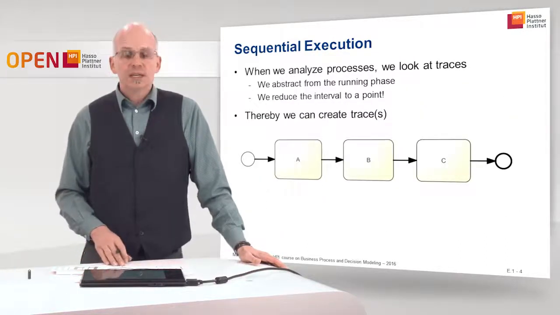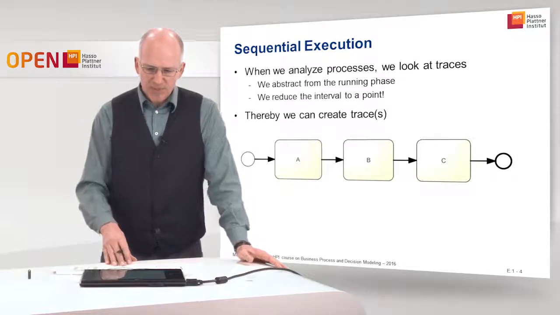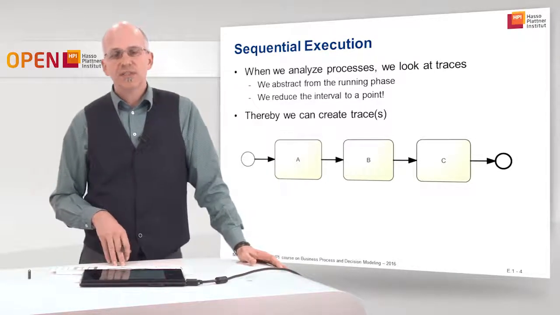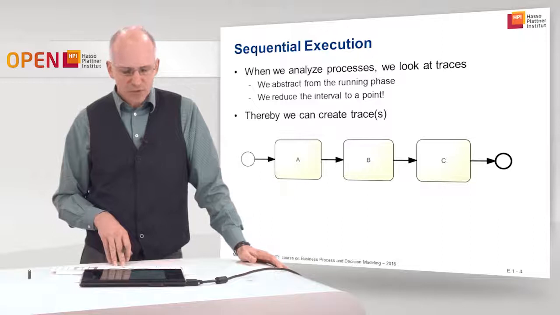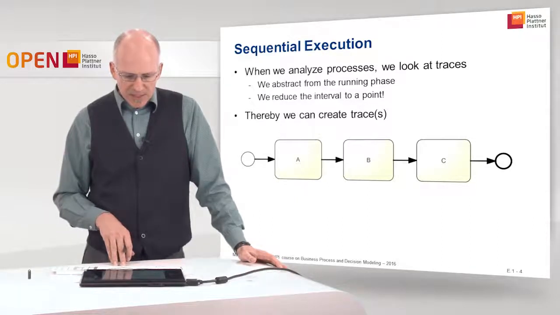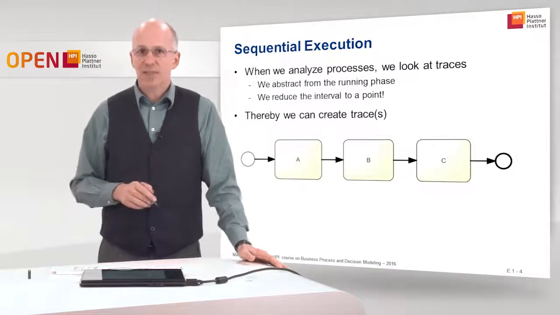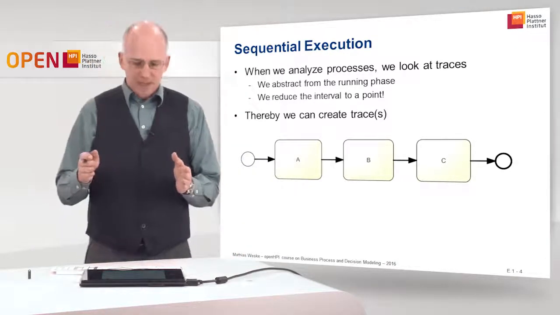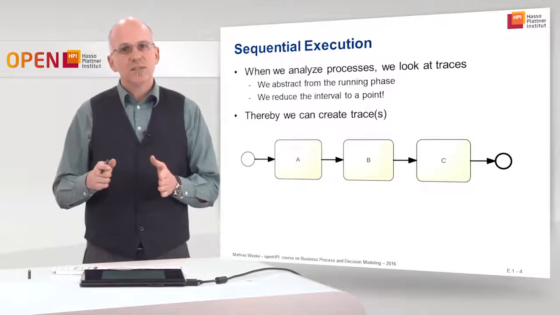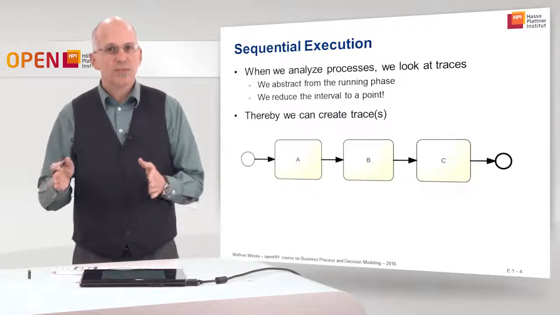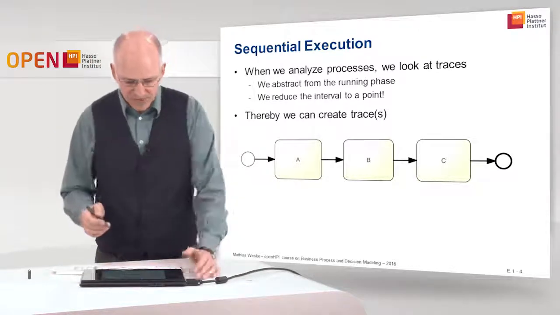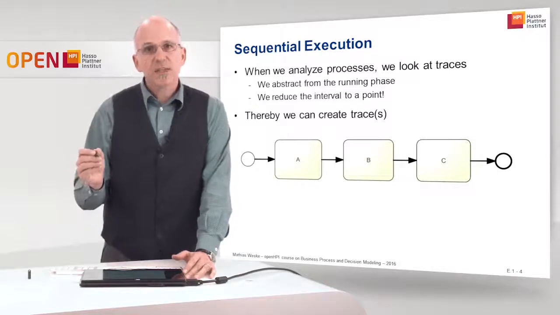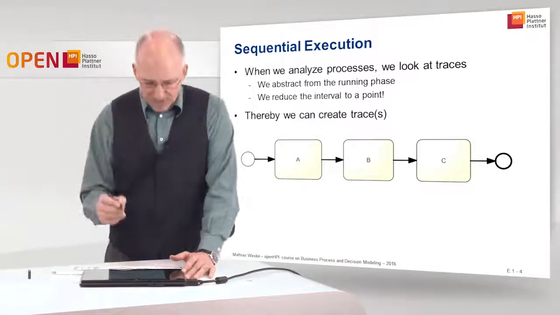All right, when we analyze processes, we look at traces. We investigated this in week 3 of our course. And there we abstract from the concrete running phase. We do not look at the running phase, but we just look at the traces. And to be able to look at the traces, we have to abstract from the concrete running phase. So we now discuss how we come from the time diagram to the traces.